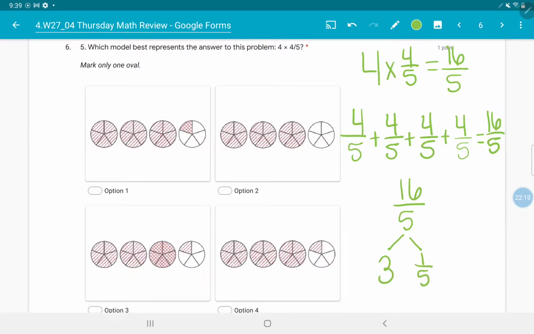So I need to find the model that shows 3 wholes and 1/5 with none of them being crossed out, because I'm not taking anything away. So what would that be, Christopher? Option 4. Option 4 is correct. I looked at option 2 because I saw that it had 3, and I counted it. I was like, it needs one more. Then I looked down and saw that one. Very good.